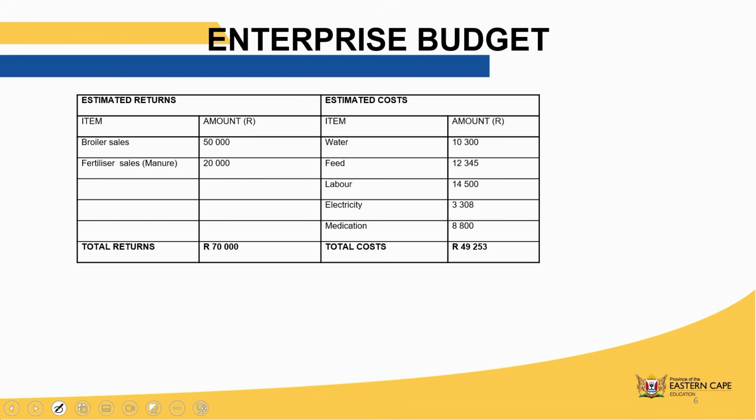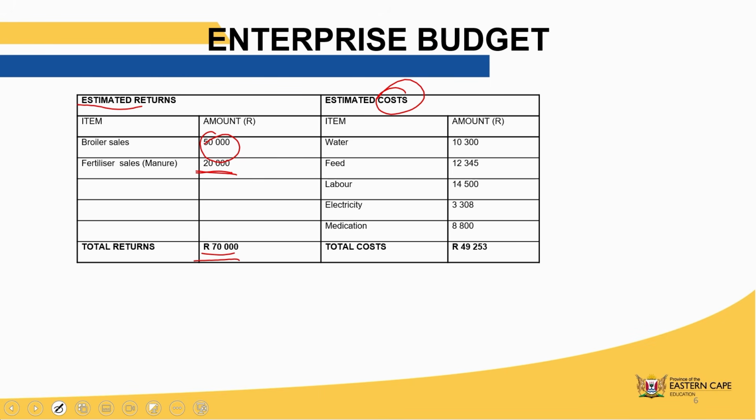For example, let's look at our enterprise budget. We have the estimated returns and estimated expenditure or cost. It can be expected returns or expected expenditure. And then we have the broiler sales, meaning broilers were sold for 50,000 rands. Fertilizer sales, that is manure from those broilers, was sold for 20,000 rands. Those were the returns that made a total of 70,000 rands.